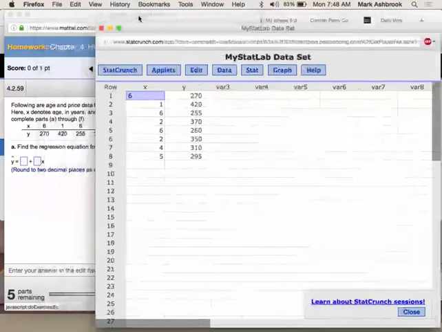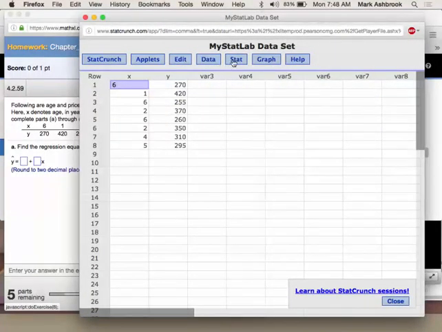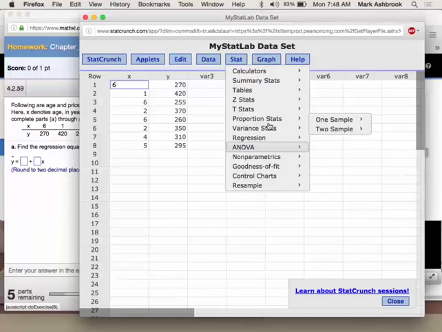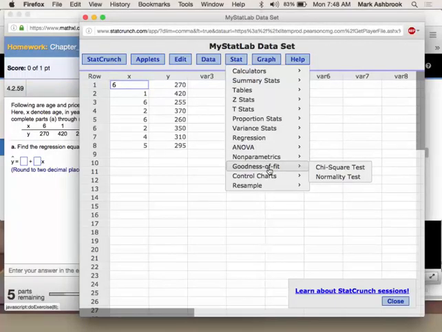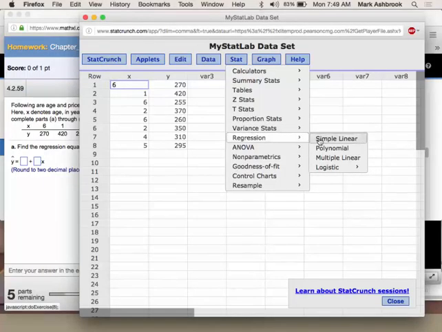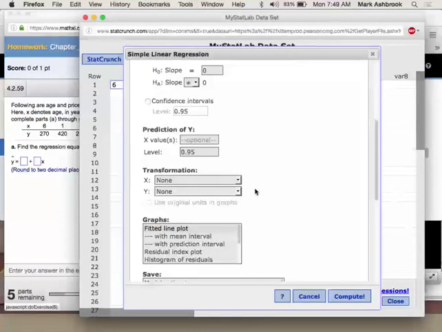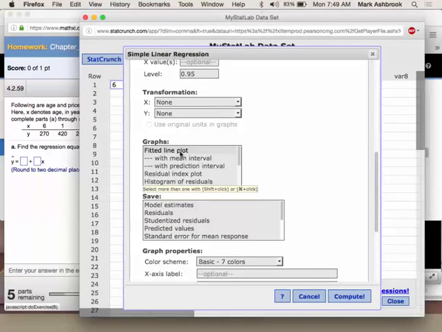Okay, so we want a linear regression for this data. So we go Stat, and we go Regression, simple linear. The x variable we want is column 1, which they called x for us. That's nice. Column 2, which they called y for us. We don't care about hypothesis, any of that right now. We just want a fitted line plot. That's all we need for now.